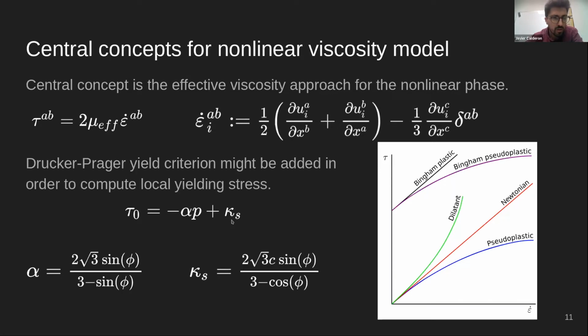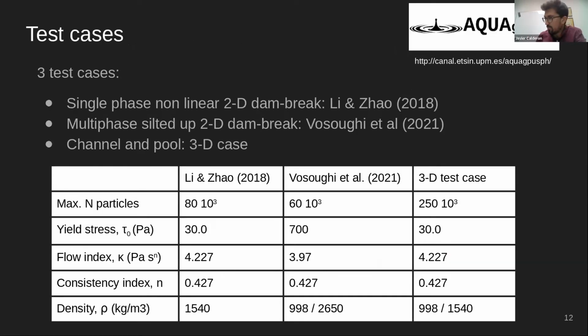We can also include the Drucker-Prager yield criterion, and this is something that we are exploring. This way, basically, we can include it in order to compute the local yielding stress according to these expressions.